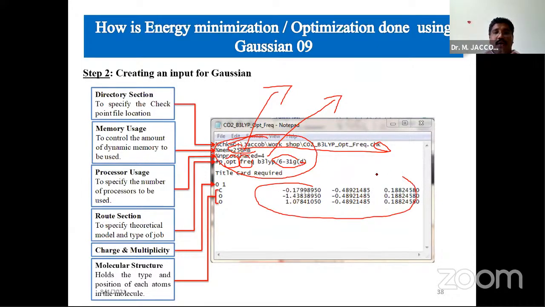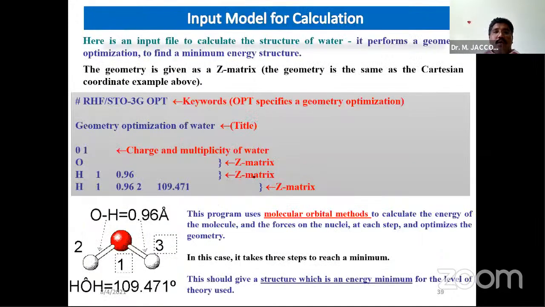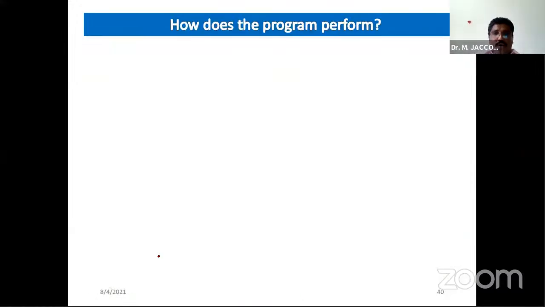This is a Cartesian coordinate. I am representing the molecule. Okay, this is another way. I am repeating the same in terms of internal coordinates for water, as I told you.